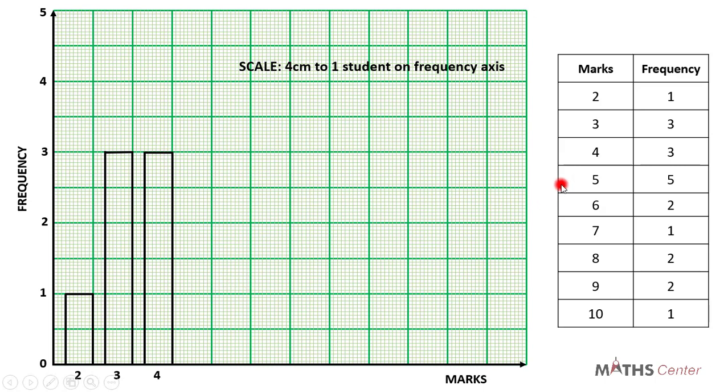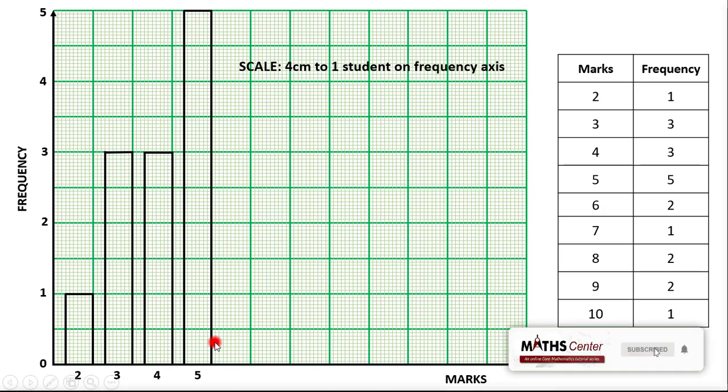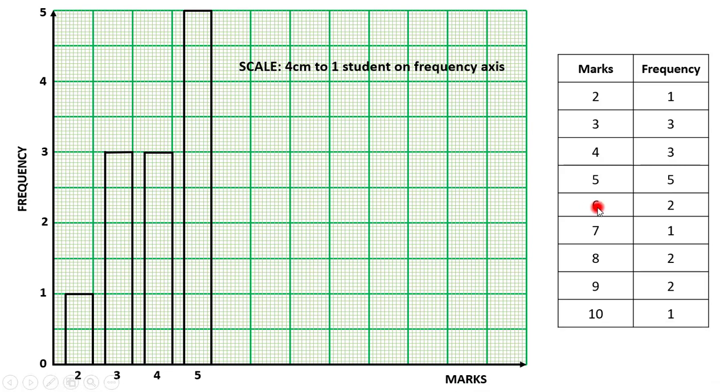Let's move on to the next bar, which will be for 5. We will leave 3 minor divisions, and then we will draw the next bar, which is for 5. The frequency is at 5, so the height will be at 5. The next one is 6. The frequency is at 2. We will leave 3 minor divisions, and then we will draw the bar for 6. The height is at 2. The next one is 7. The height is at 1. So you leave 3 minor divisions, and then the height will be at 1.